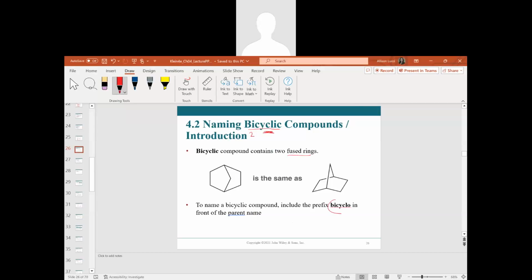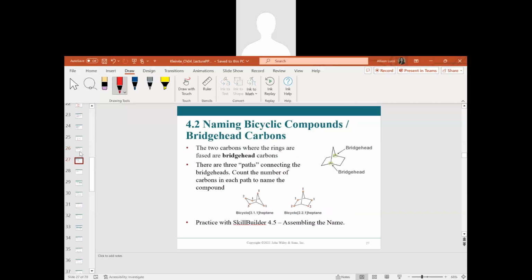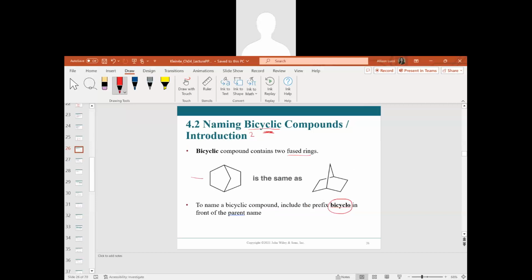But mainly you're going to have to use this word bicyclo in front of the parent name. So let's take a look how we could accomplish this. And oh, I should go back. Note that this structure here is the same as this structure here. We've just rotated it or shown a different angle of view. But this group that's pointing out here is now pointing up here. So this is our second ring.